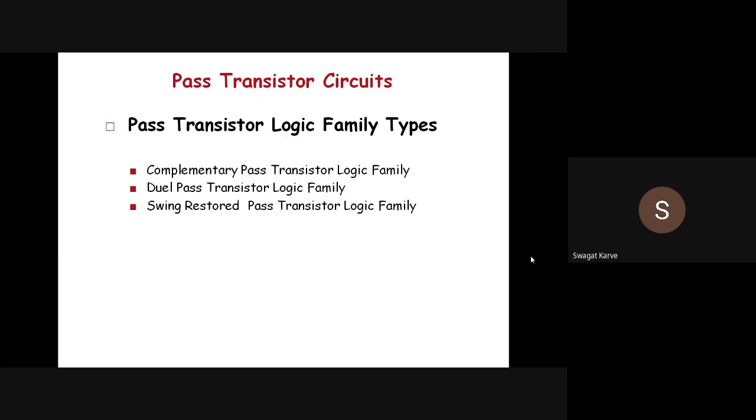Whenever there is strong 1, the PMOS will take care of it and produce the strong 1. Your problem will be sorted out. Whenever there is logic 0 at the input, then NMOS will take care of that logic 0 and produce the strong logic 0 at the output side. In that case, PMOS will be an open switch, right?